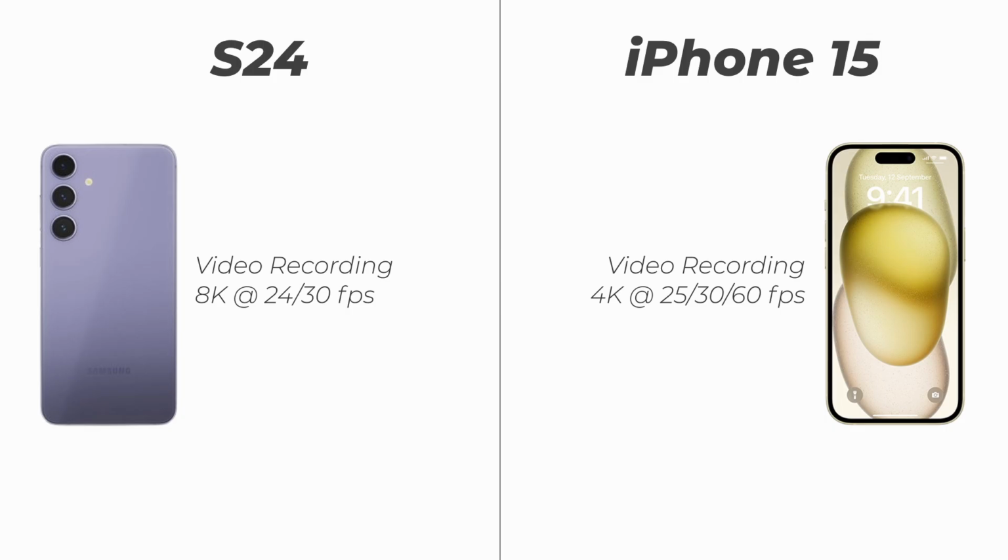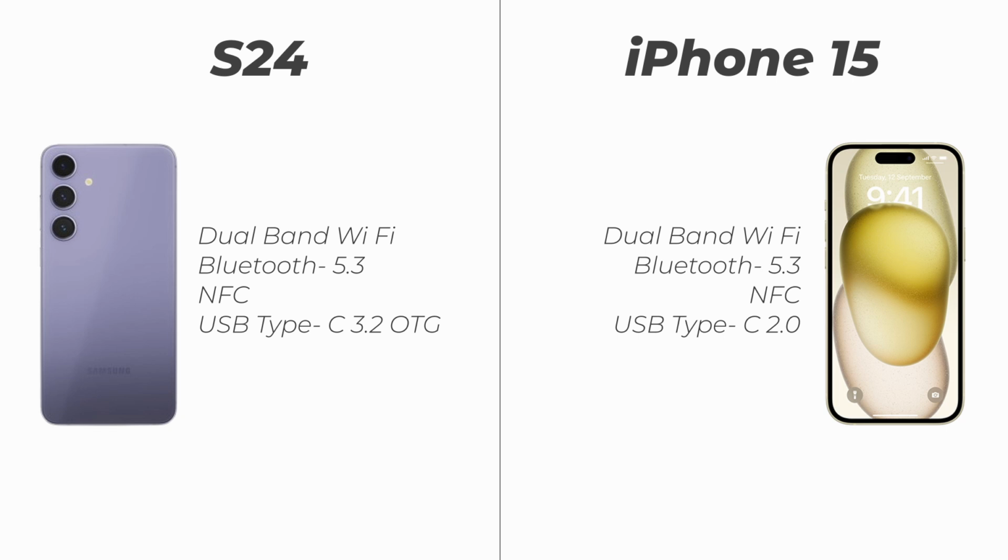S24 can record video up to 8K 24-30 frames per second, whereas iPhone can record video 4K at 25, 30 and 60 frames per second. S24 supports dual band Wi-Fi, Bluetooth 5.3, NFC and USB Type-C 3.2 with OTG, whereas iPhone supports dual band Wi-Fi, Bluetooth 5.3, NFC and USB Type-C 2.0.